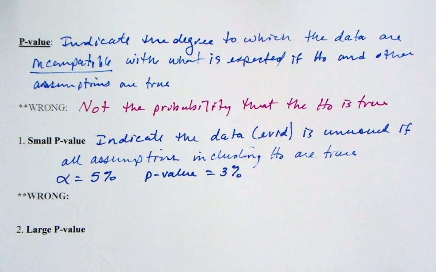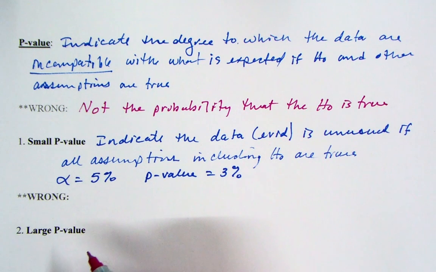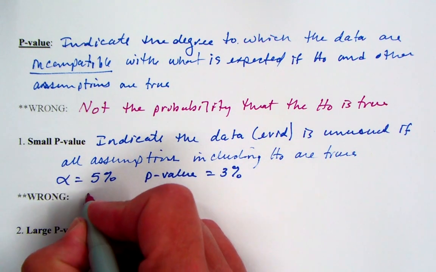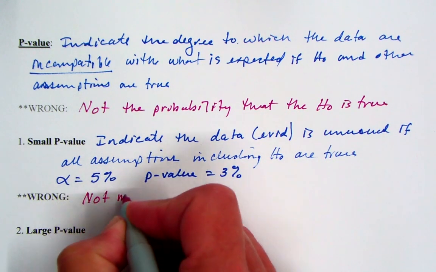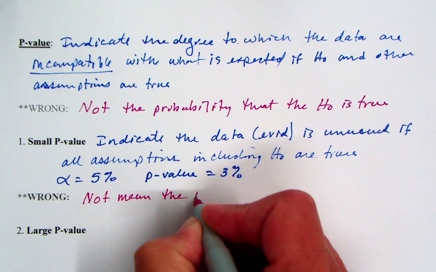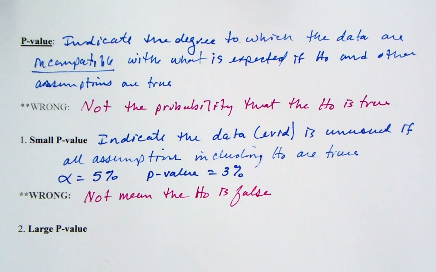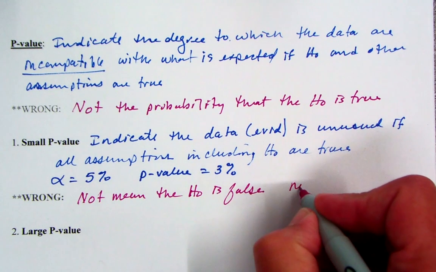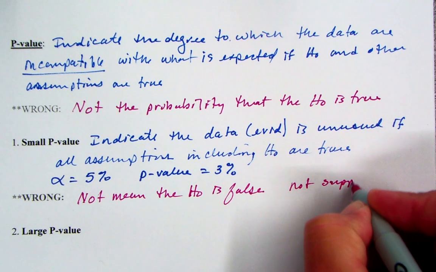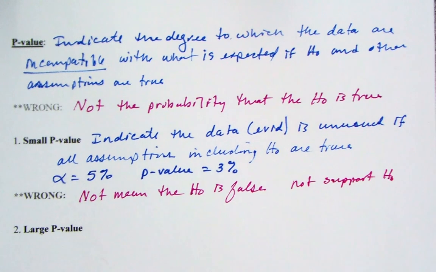So what does it not mean? It does not mean the null is false. Remember, we're just getting evidence. We don't have all the evidence, so you can't say that the null is true, and you can't say it's false. It's either supporting or not supporting. So this would be a not support. Okay, so you either support or not support.